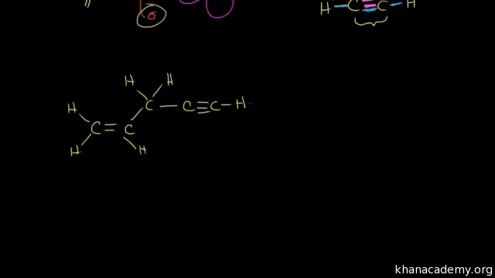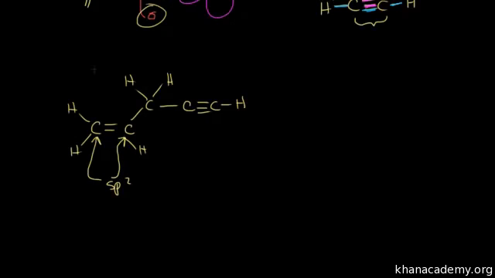The first question would be to identify the hybridization state of each carbon. So if I look at this carbon, I can see that there is a double bond present. So I can immediately say it's sp2 hybridized. Same thing for this carbon. It also has a double bond, so it's sp2 hybridized.